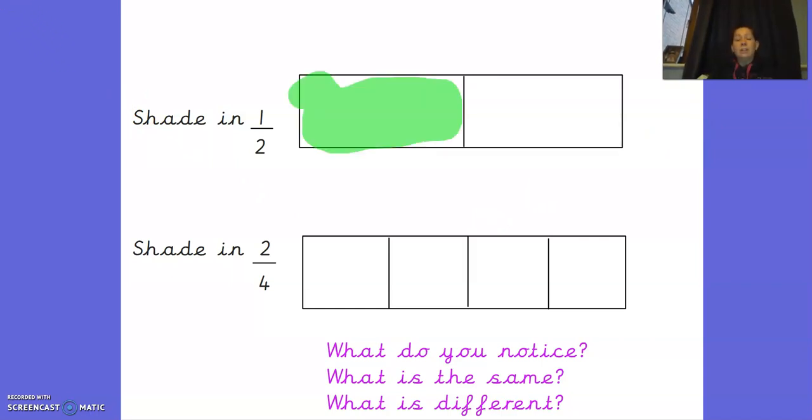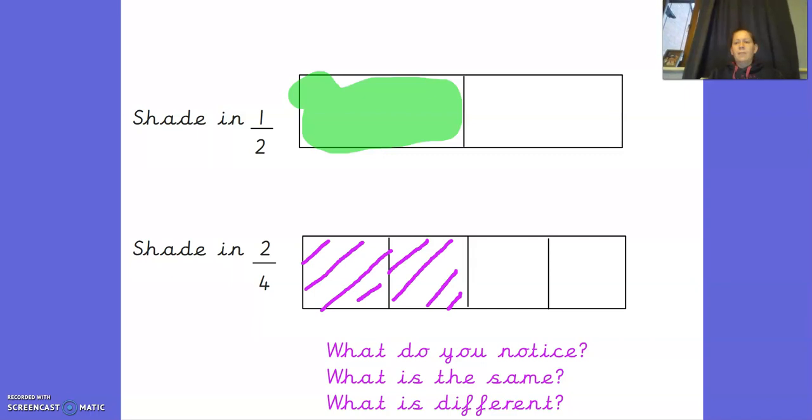Okay, yours should look something like mine. We've got 2 equal parts because it's split into half, so you're going to shade in one of those parts. The next one says shade in 2/4. Pause the video while you shade in 2/4. So draw that shape on your piece of paper and shade in 2/4. Off you go.